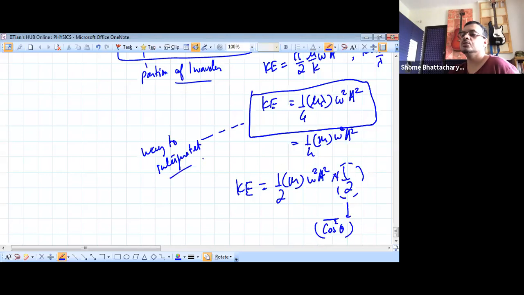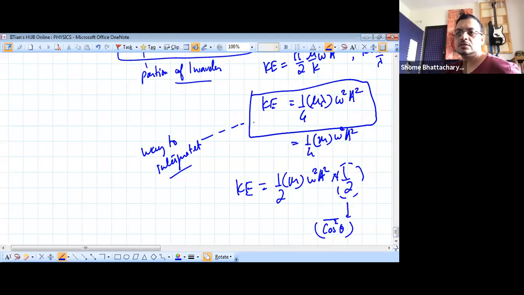Similarly, if we had taken a portion of the string only from, let's say, 0 to lambda by 2, then the mass would have been mu lambda by 2. But it still would have worked, because even over lambda by 2, the cos square function has the same symmetry as it has over 0 to lambda. But suppose we had taken 0 to lambda by 6 or something, then we could not use this average value, because this average value is over one cycle. So the portion has to be at least half a cycle, or a multiple of half a cycle, or a multiple of a full cycle.